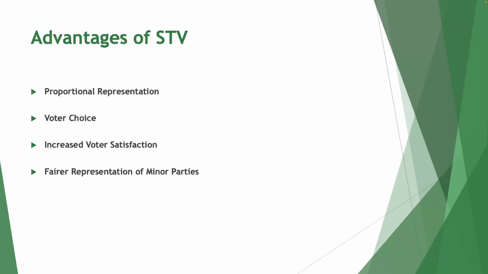It also leads to a fairer representation of smaller, marginalized parties. It tends to give minor parties a better chance of winning seats than less proportional systems such as first past the post. Now, in STV, parties with concentrated support in certain areas will win seats based on the preferences of voters in those areas.